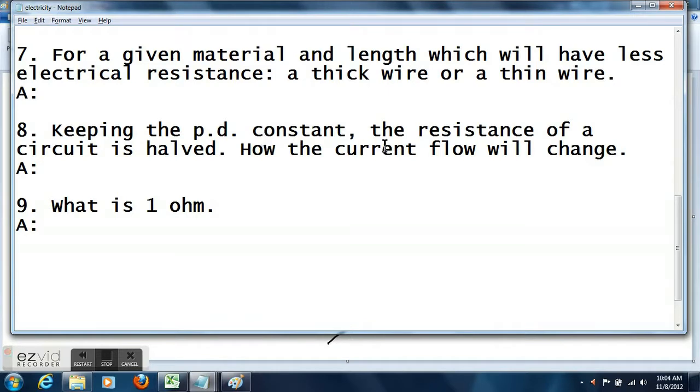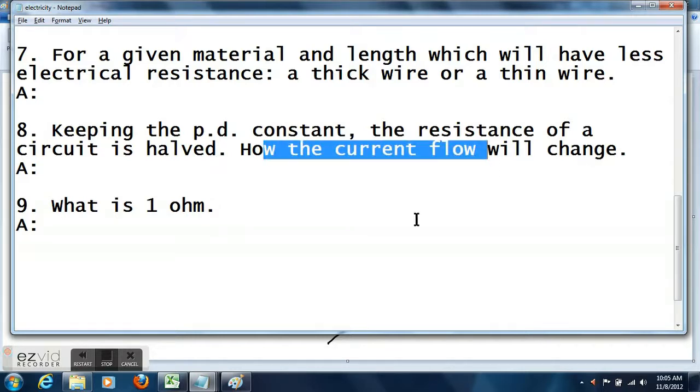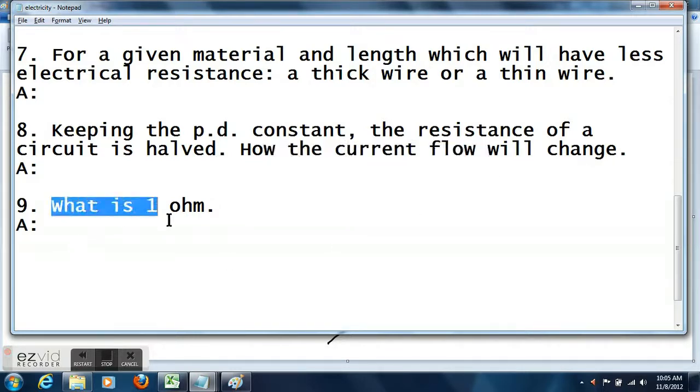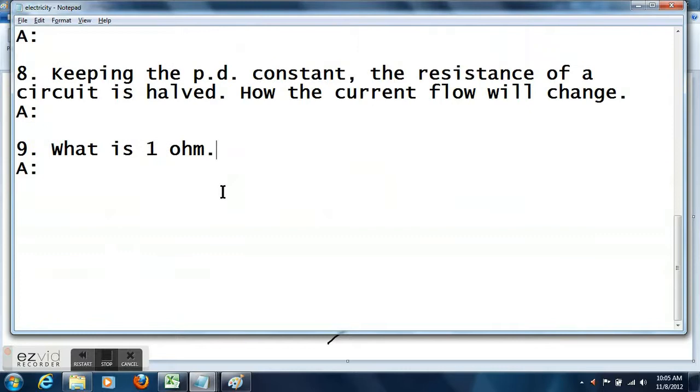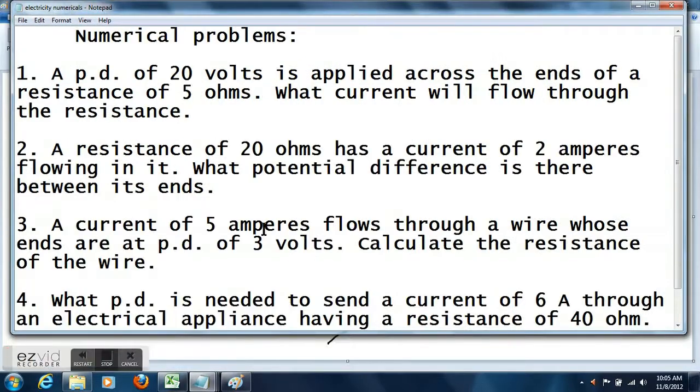So now you write the answers to these questions, and in the next video when I will discuss the answers, you verify your answers with mine. But now I will be discussing the numerical problems. But before you start the numerical problems, I suggest you write the answers of these questions.